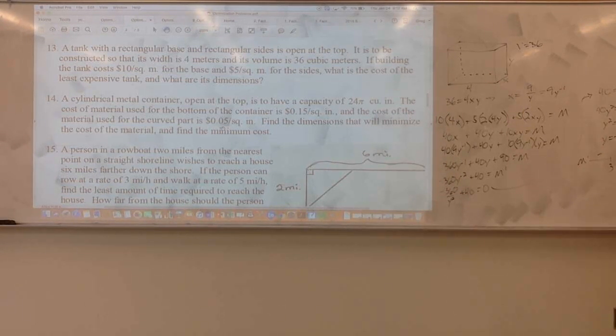So now we'll plug it back in into this one. 36 equals 4xy. So 36 equals 4 times x times 3. So we get 36 equals 12x, divided by 12, and we get 3. So, Mia, you were right.